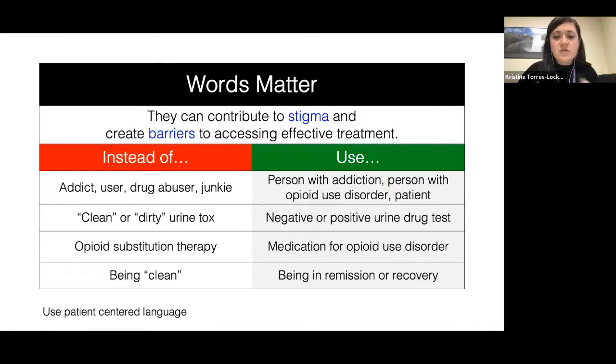So I challenge you, I do this all the time in my own practice, but when I see these terms in the medical record or in discussing with others, really try to correct them to be more patient-centered. So we're centering the patient in the language we use and not centering the disease. So instead of terms like addict, user, drug abuser, really center the patient. So a patient or a person with addiction, a person or a patient with opioid use disorder.